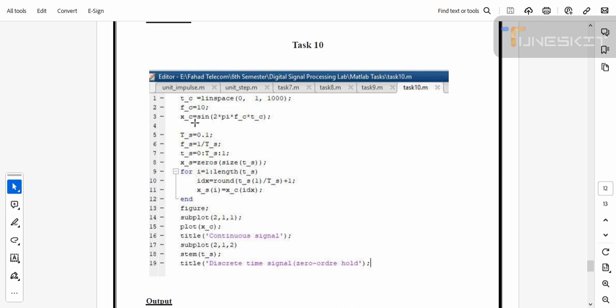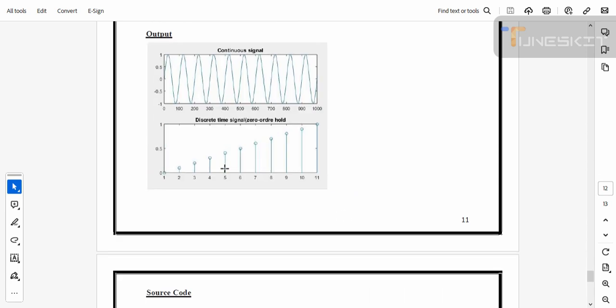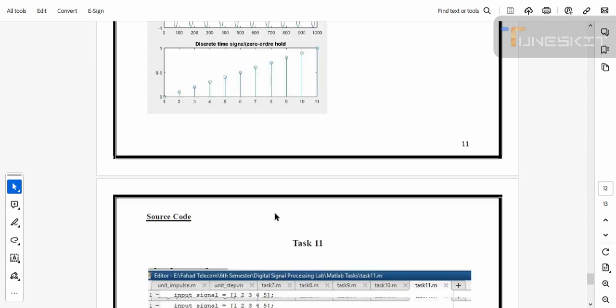to graph the discrete functions. While we simulate this code, we obtain the following output. As we can see, in the upper part we obtain the continuous signal, while in the second part we obtain the discrete time signal, that is the zero order hold.